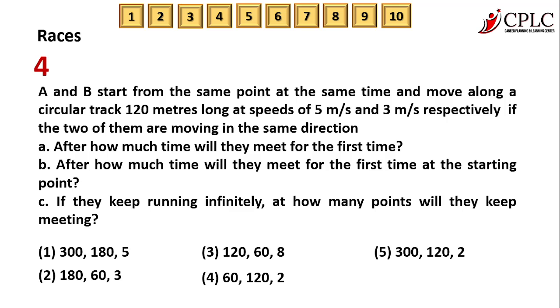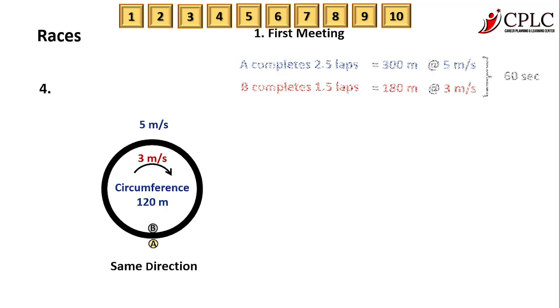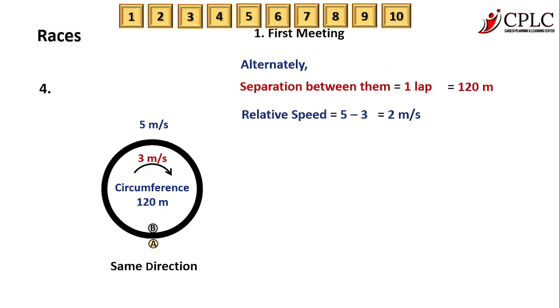Now, what to do here? So clearly all the data is given. We can one by one do all the questions. So the first question is time taken for the first meeting. We know the formula. It is circumference upon relative speed, and because they are moving in the same direction, the relative speed becomes the difference between the two of them. So circumference is 120, relative speed is 5 minus 3, which is 2 meters per second. So time will be circumference upon relative speed, which will be 60 seconds. That's your first answer.